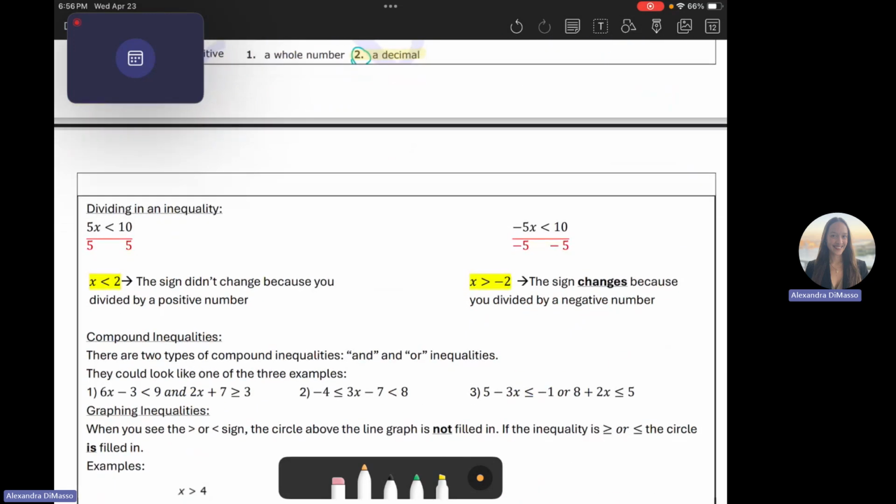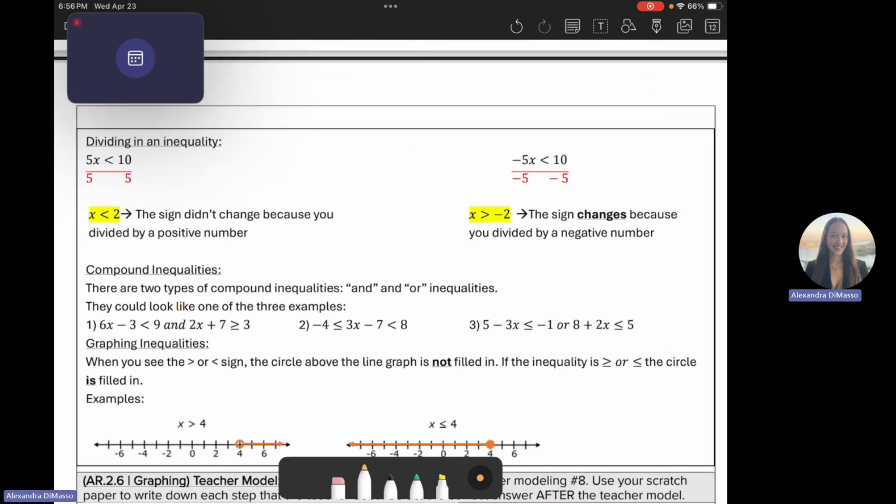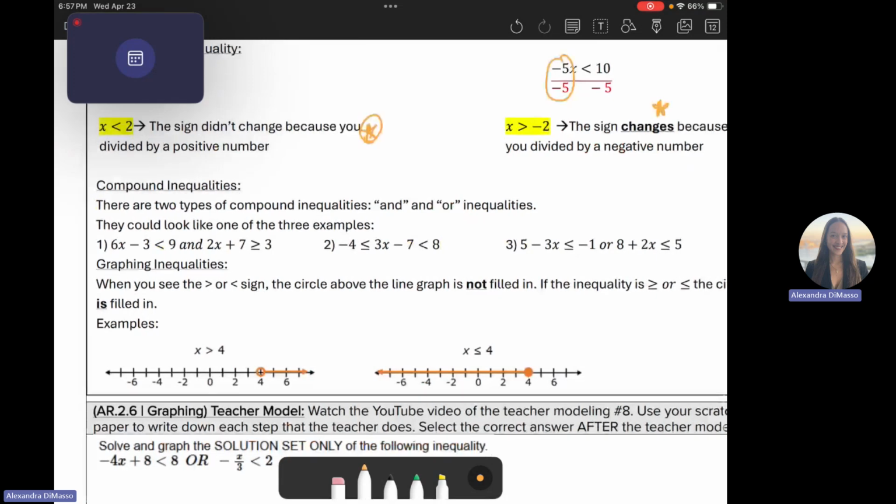Okay, the last part we're going to do, last questions here, is we're going to practice taking inequalities and compound inequalities, and we're actually going to graph them on a number line. Now, remember, when you're solving for an inequality, if you divide by a positive number, the sign does not change for your inequality. If you divide by a negative value, the sign changes or flips. So if it was a less than symbol, it becomes a greater than symbol, and vice versa.